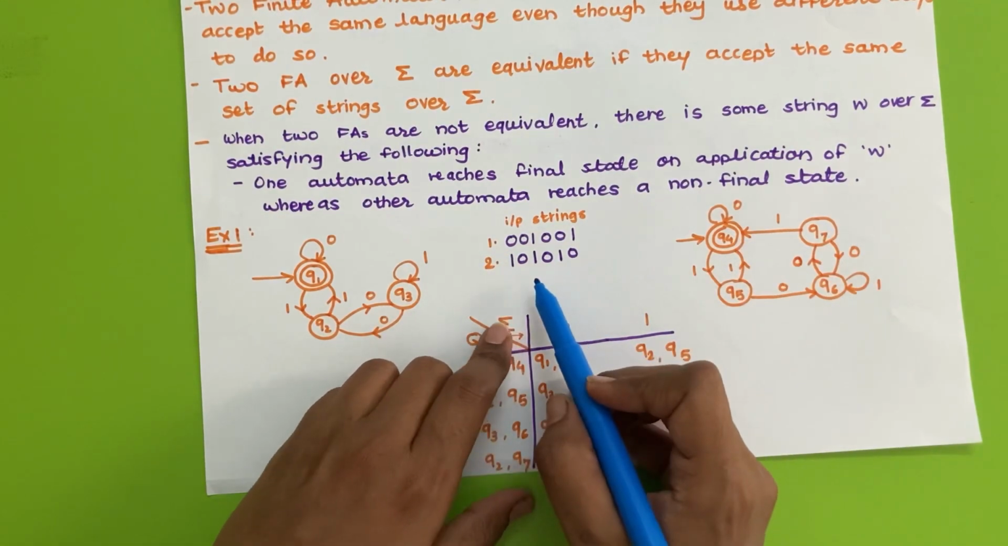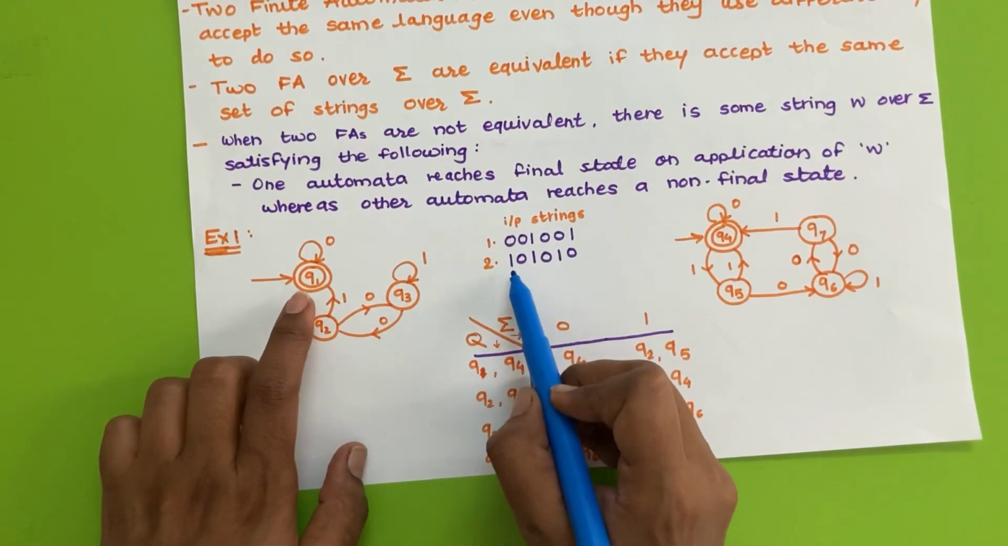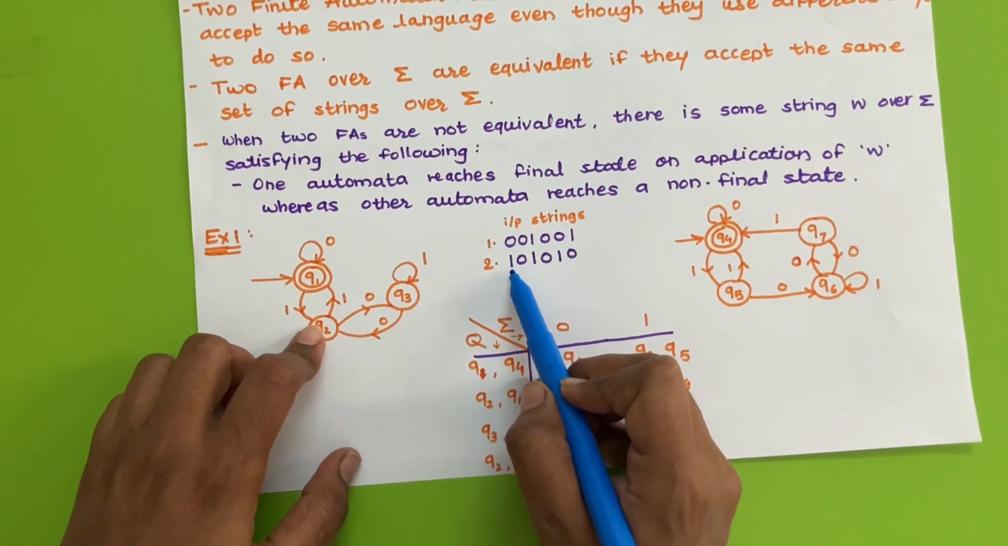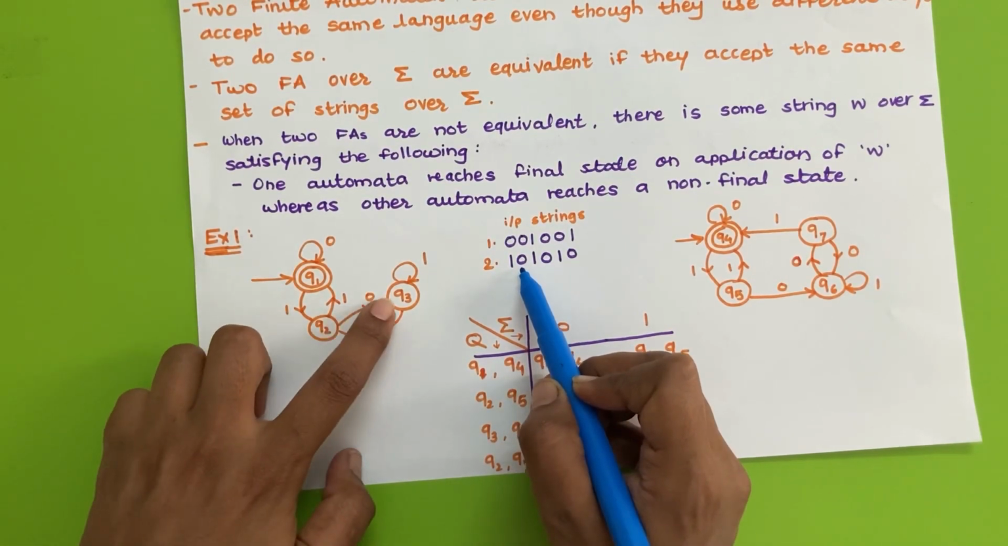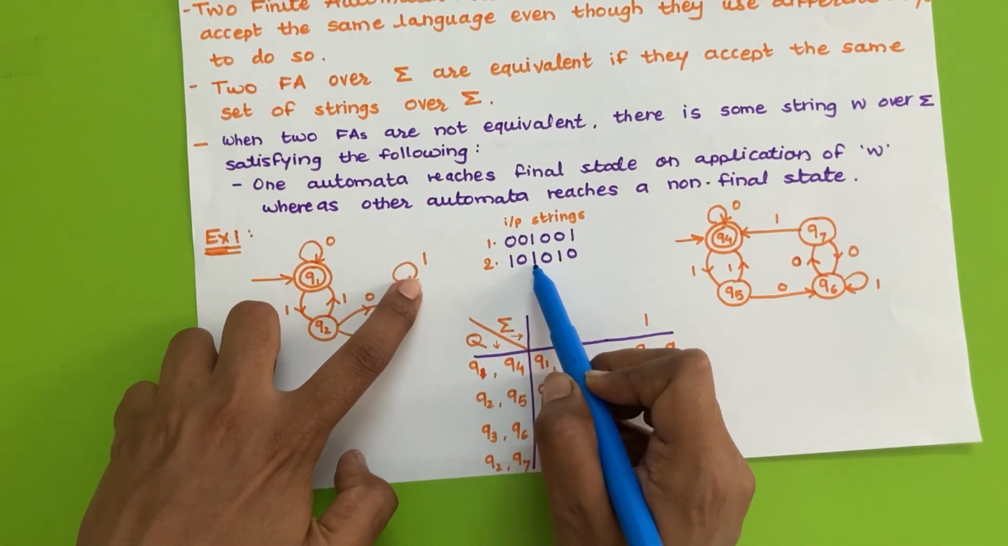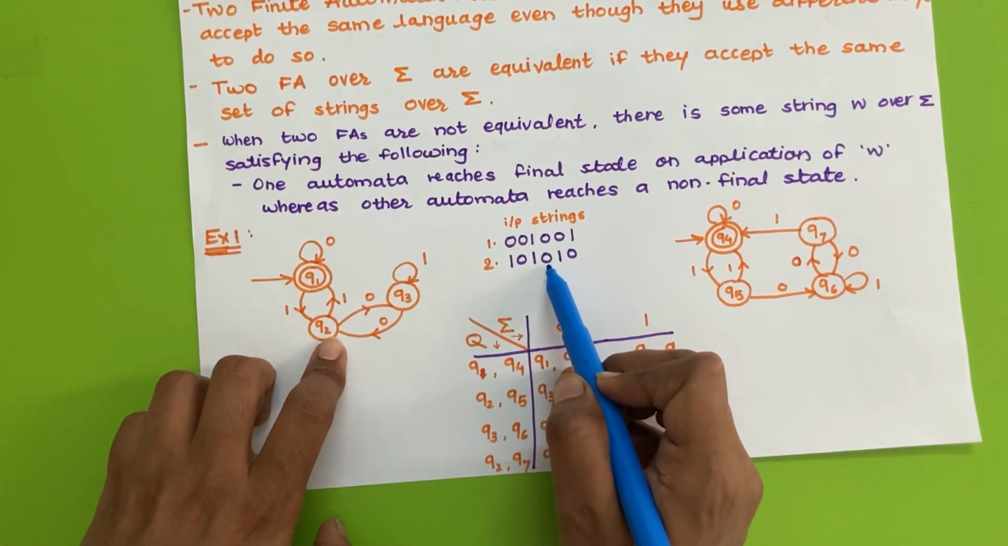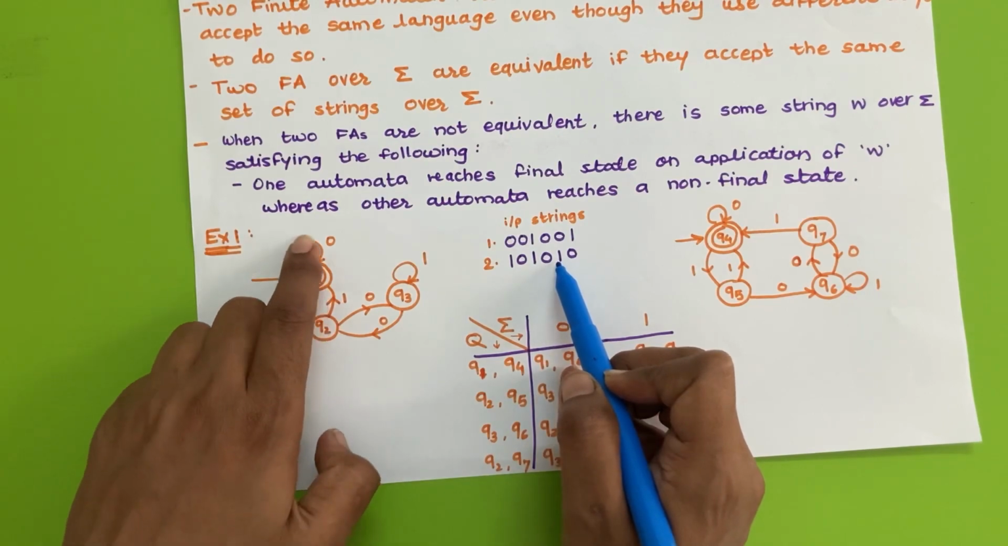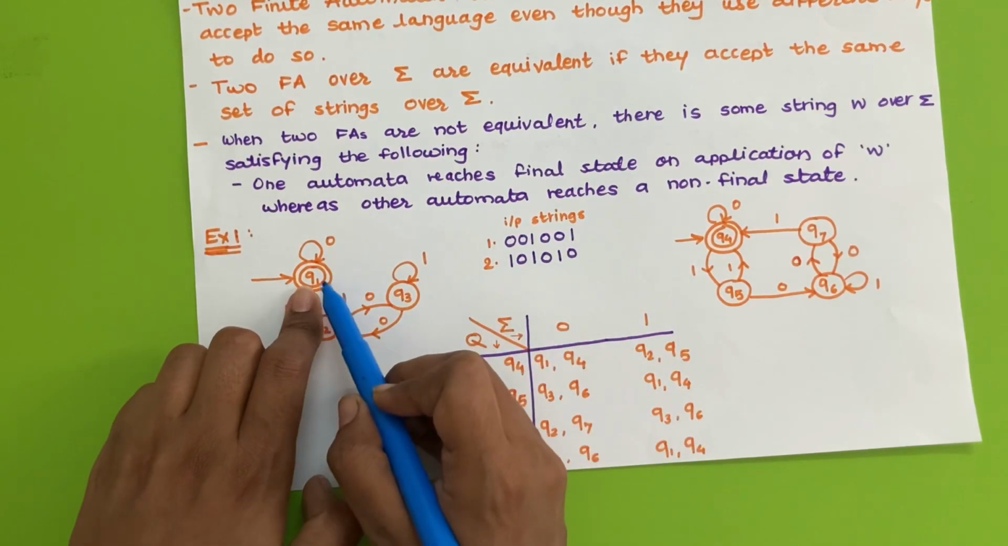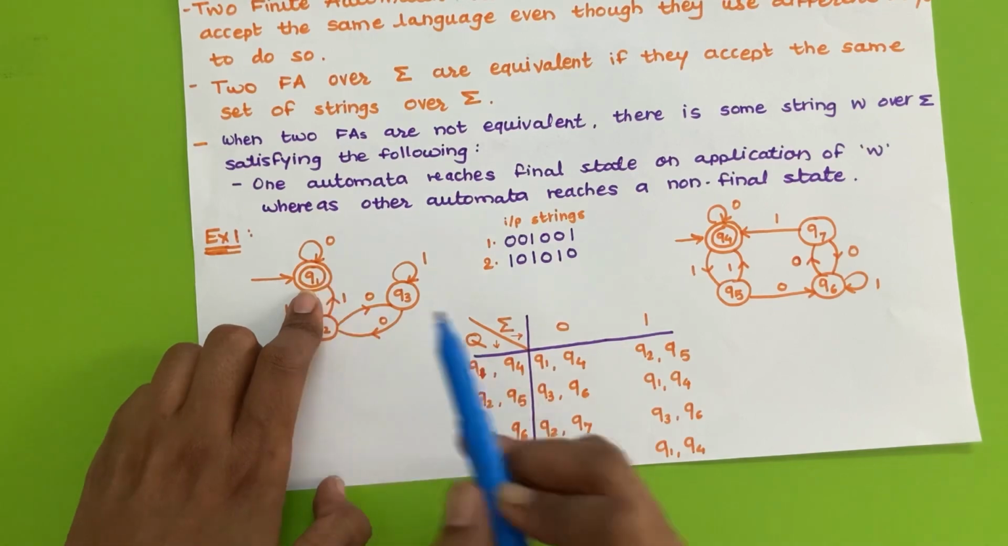Okay, we will apply one more string. So 1, then 0, then 1, then 0, then 1, and then 0. So we are again at state Q1, and Q1 is again a final state.